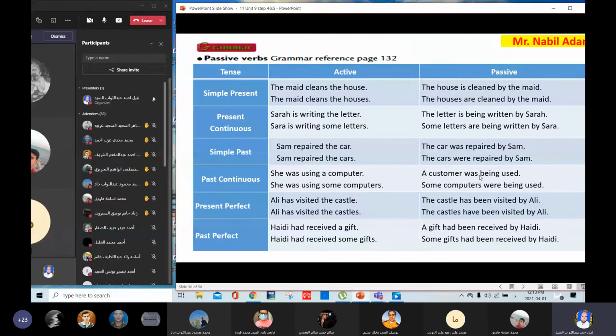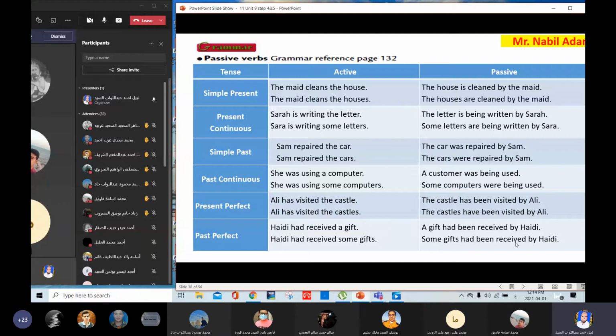Present perfect: Ali has visited the castles; the castle has been visited by Ali, the castles have been visited by Ali. So in the present perfect, use have or has plus been. Have with plural, has with singular. Past perfect: Heidi had received a gift. Heidi had received some gifts. A gift had been received by Heidi. Some gifts had been received by Heidi. So we use had plus been plus past participle in the past perfect.